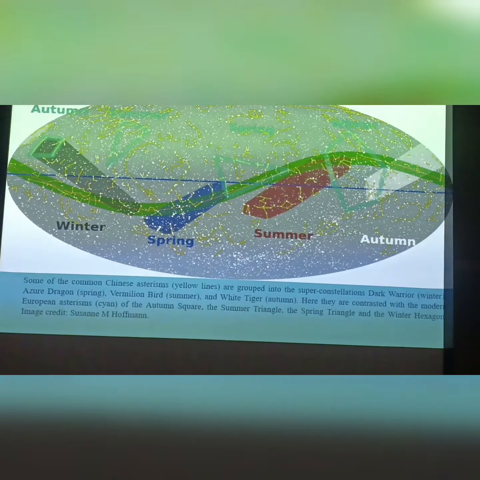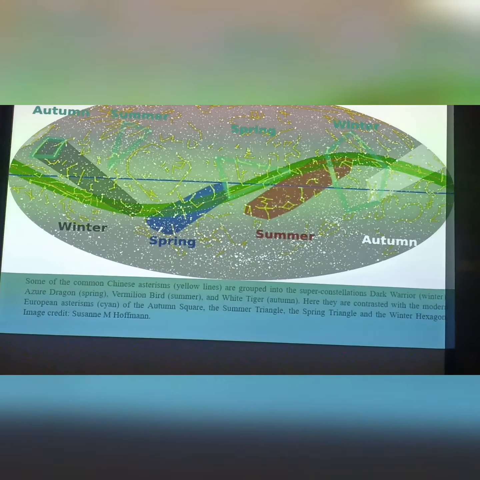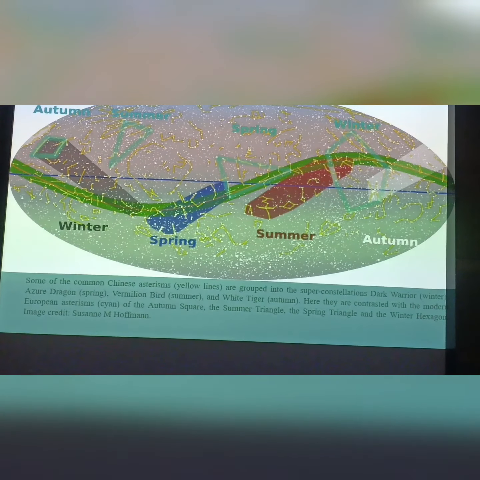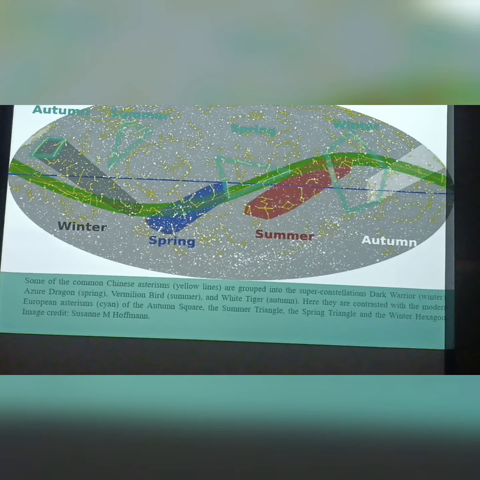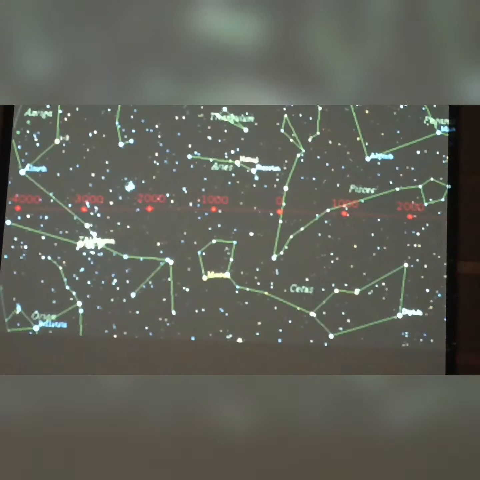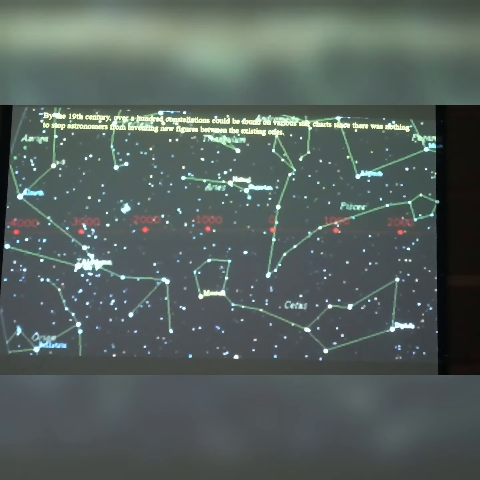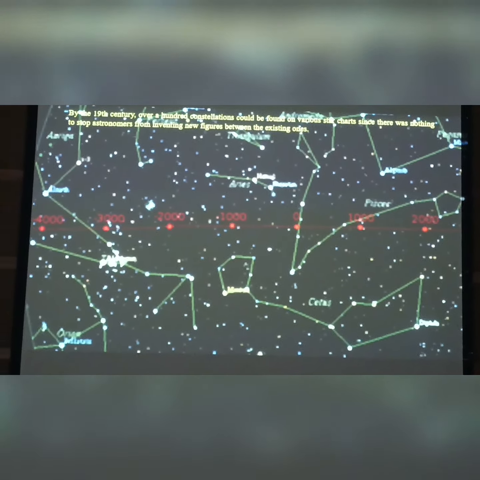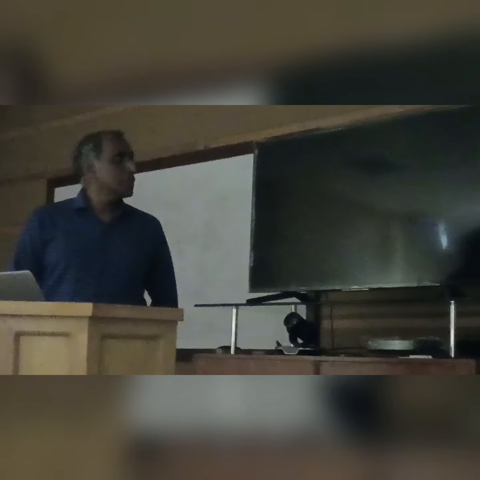So some of common Chinese asterisms, the yellow lines are grouped into the super constellations: dark warrior, azure dragon, vermilion bird. So by the 19th century, over 100 constellations could be found on various star charts, since there was nothing to stop astronomers from inventing new figures between the existing ones.